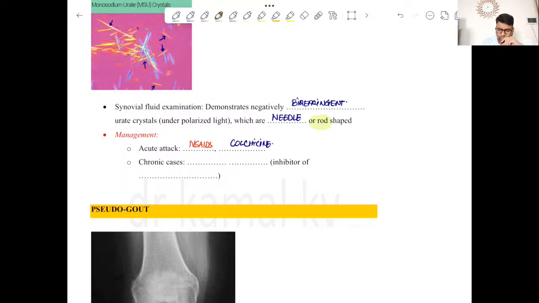Remember, allopurinol has to be given only in chronic cases. Here it is the drug of choice, and I think most of you must be knowing that it is an inhibitor of the enzyme xanthine oxidase, which is involved in the production of uric acid. Right? So this is gout.